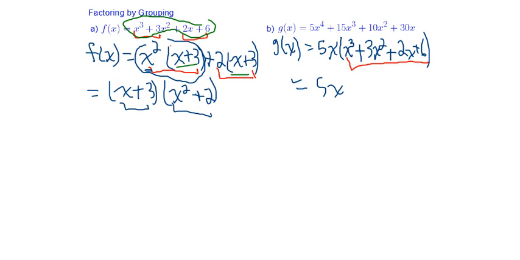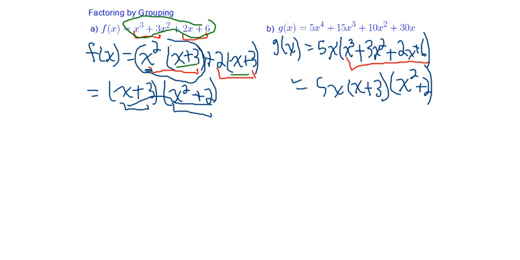So that x cubed plus 3x squared plus 2x plus 6 will factor into what we saw down here: 5x times x plus 3 times x squared plus 2. So that's how we can factor by grouping.